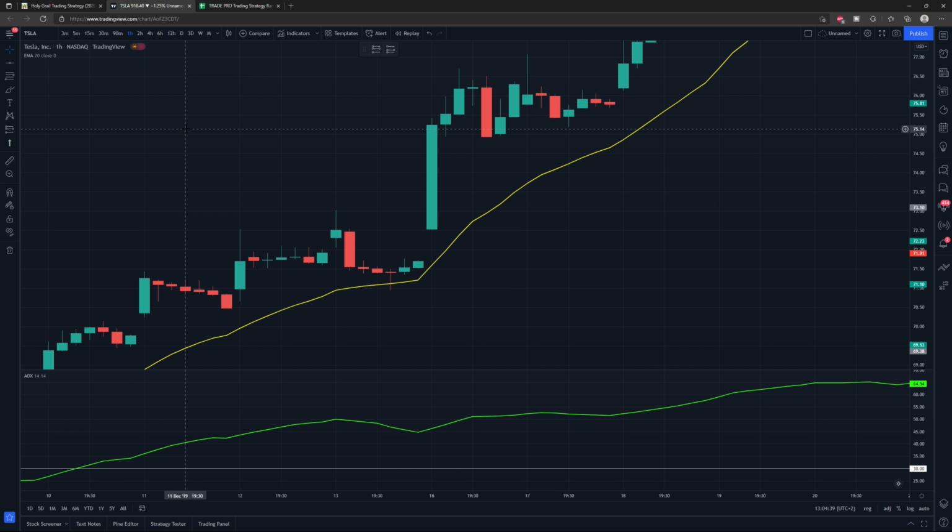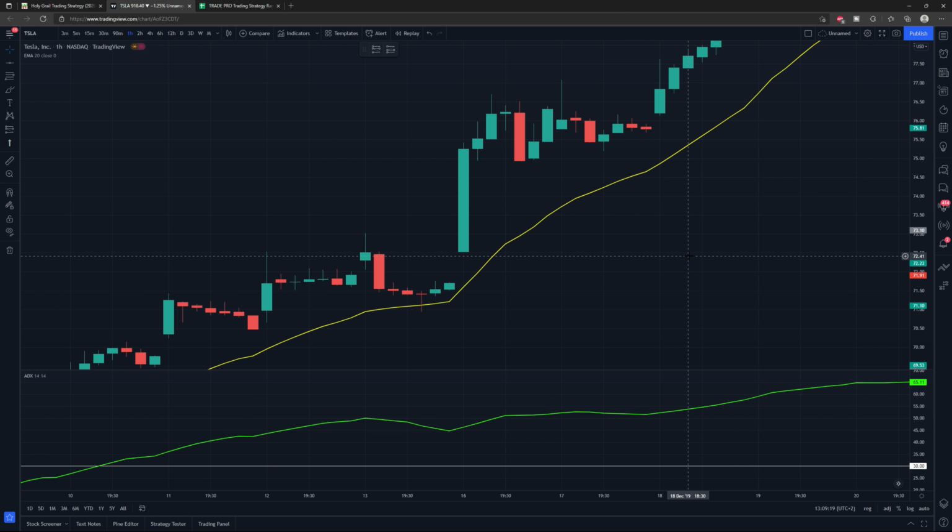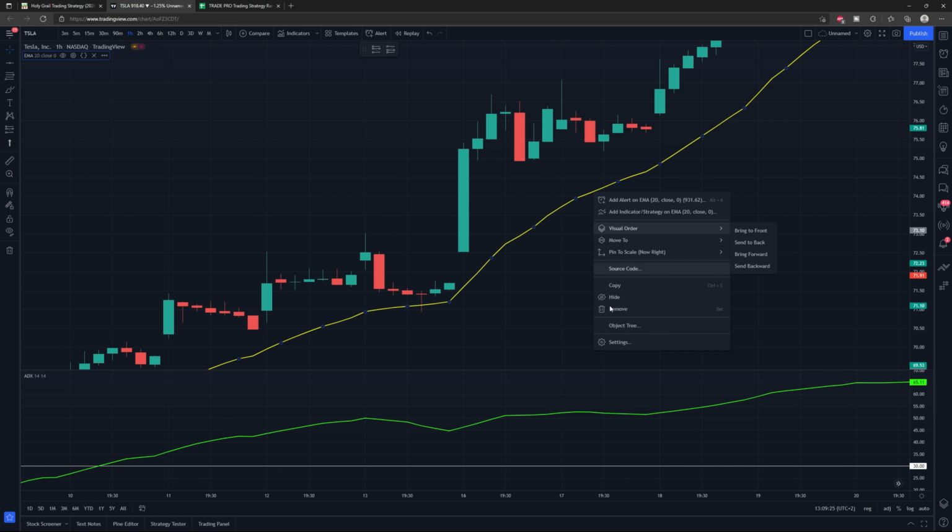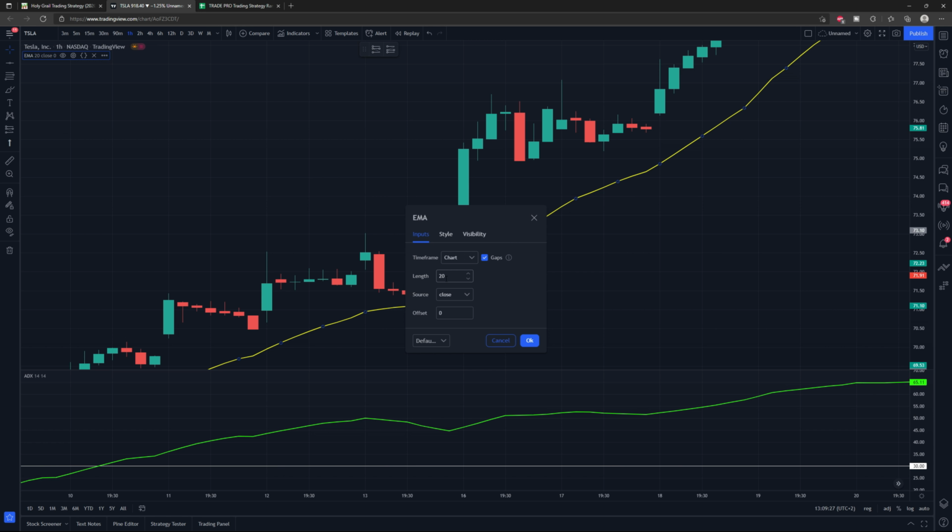So let's start out with the strategy itself and cover the rules with some example trades. Let's start out by going over the basic indicators that you'll need for this strategy. First, the 20-period exponential moving average, as you can see on my chart here, and then the ADX indicator set to 14, which is default on TradingView.